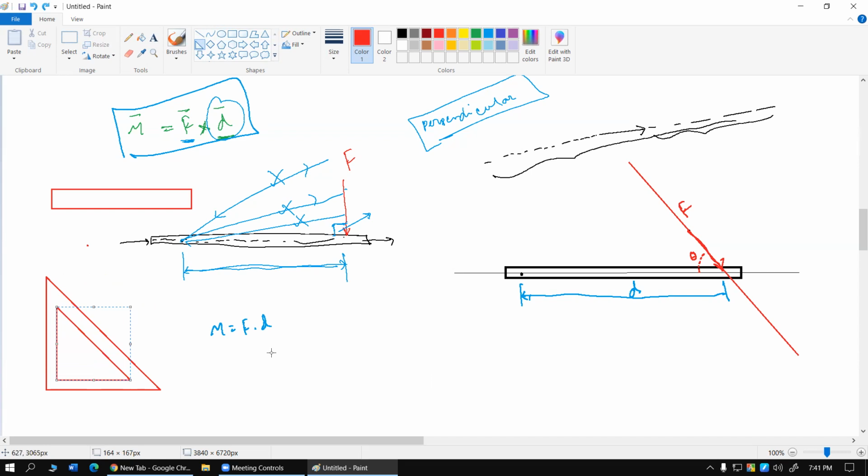One of them looks like this, and the other one looks like this. Yes.